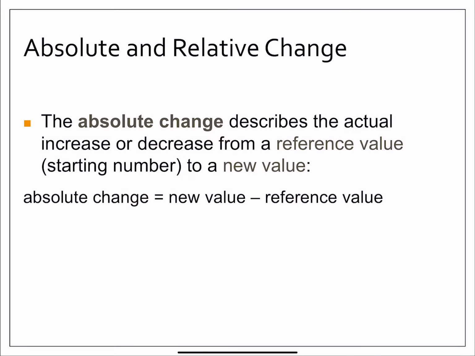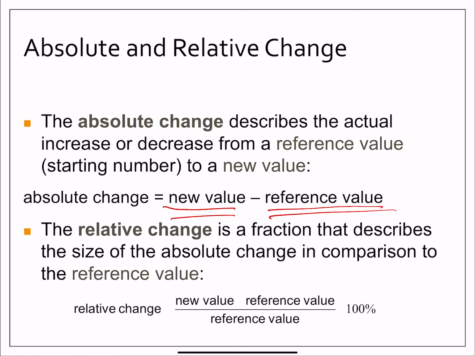The first thing we're going to look at is what we call absolute and relative change. Looking at that word absolute, absolute means like the actual amount, the actual number. So if you increase by $5, the absolute change is $5 because that's how much you increased by. Whenever you see the word absolute, it means the actual number. To find the absolute change is as simple as doing the new value minus the old value.